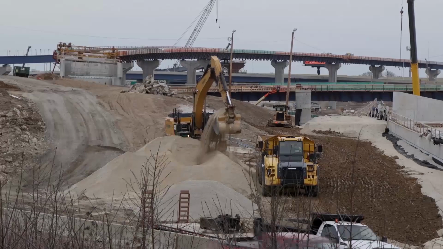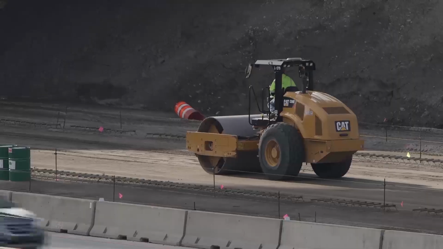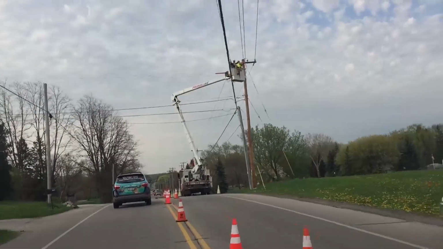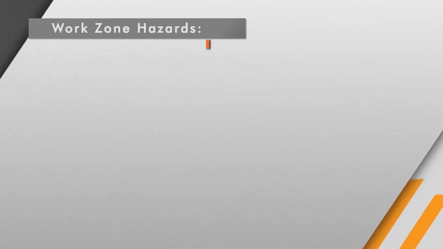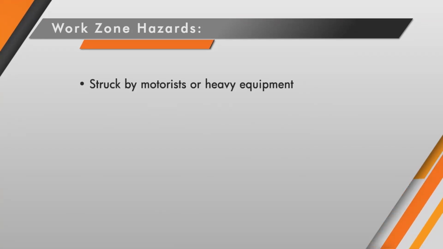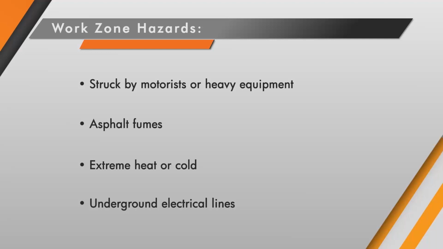A work zone is an area of roadway where construction, maintenance, or utility work activities are being performed. Some work zone activities can include building or repairing a bridge, adding travel lanes to the roadway, laying asphalt, and replacing electric, gas, or water lines within the roadway. There are a number of hazards you may face when working within a designated work zone, including being struck by oncoming traffic or heavy equipment, inhaling asphalt fumes, being exposed to extreme heat or cold, and contacting underground electrical lines.